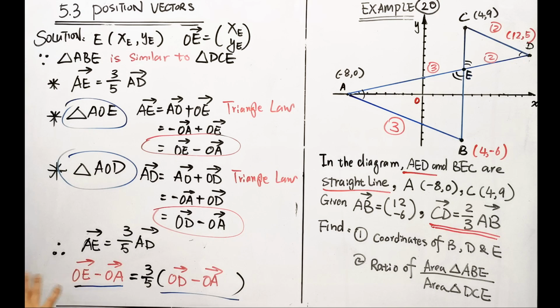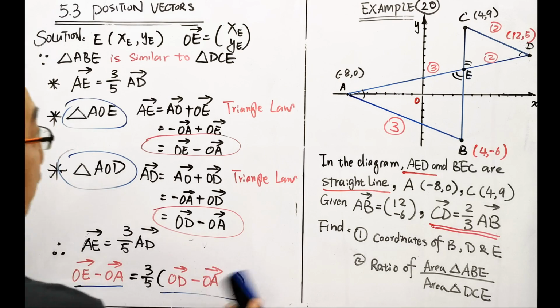Now because we already know OA, we already know OD, we also know their equations, right? Only left we need to find out the OE, right? Since the OE is the only unknown one, the rest we all know, so we can find out what is the OE. Okay, let's remove this.